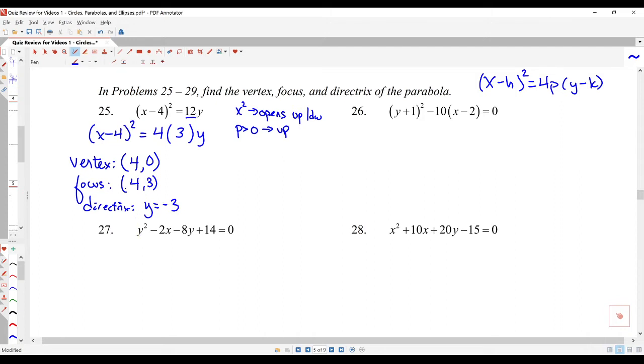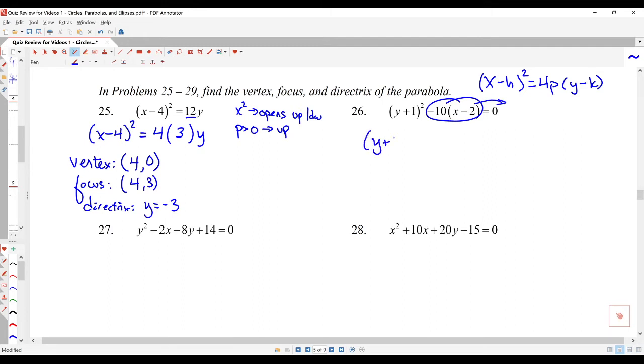If we were moving left and right, it would be the x coordinate that changes, and the directrix would be x equals. Again, it really has to do with the fact that the directrix is perpendicular to the axis, and when you have a vertically oriented parabola that opens up or down, our axis is vertical, and our directrix would be horizontal.